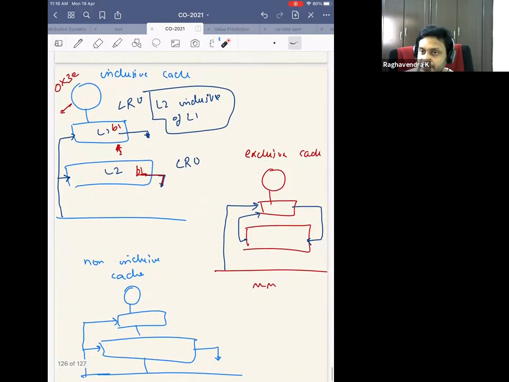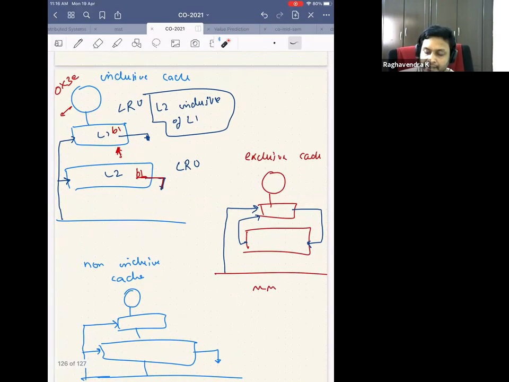In an exclusive cache, this problem will not come because when I bring a block, I push it only into L1, and then if it is removed, I keep it in L2, and then I keep moving back and forth from L2 to L1. It goes round and round, from L1 to L2, from L2 again to L1. So this can keep going around in an exclusive cache. As I told you in the last class, AMD started with these exclusive caches.